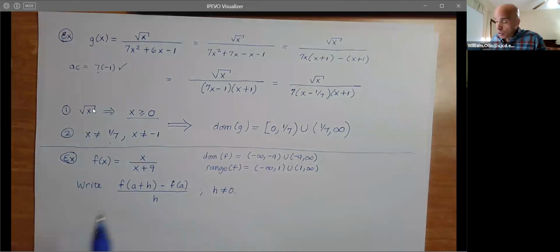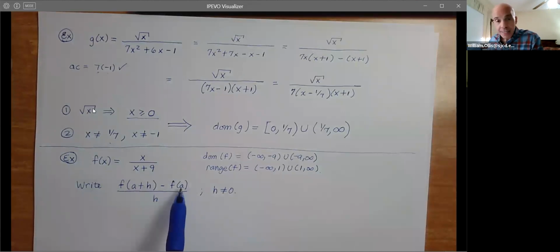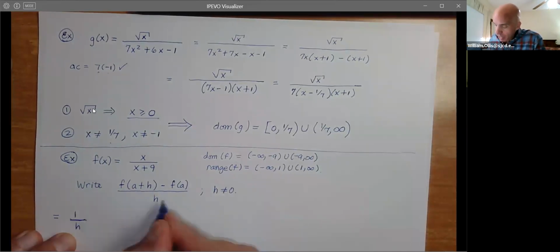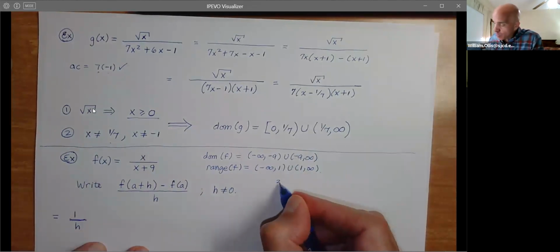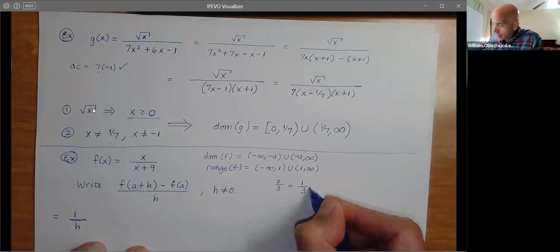And what we're going to do is we're going to use this function. So we're going to replace x with a plus h. We're going to replace x with a and take the difference and then divide everything by h. So let's go ahead and do that. First, we're going to bring the 1 over h outside. We're just going to say 1 over h and pull it to the side, just like saying if we have 2/3, this is like 1/3 times 2.